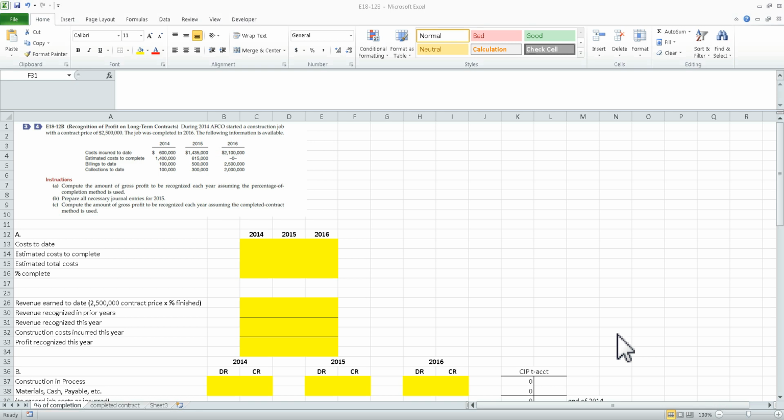We're now looking at exercise 18-12B. This exercise deals with a long-term construction contract, and we're going to account for the contract first under the percentage of completion method, and secondly under the completed contract method.